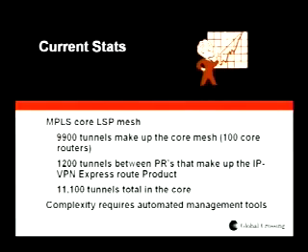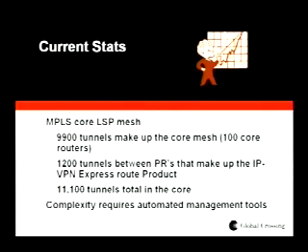A couple of stats on what we've got right now. Our MPLS core mesh has got 9,900 tunnels that make that up. And then for our VPN product, the slide says 1,200 tunnels. That was the case late last year, but it's currently looking about 500 to 600 tunnels right now. Once the secondary LSPs are deployed, that number will get bumped back up to 1,200 in the future. So that's a total of about 11,100 tunnels total in the core.